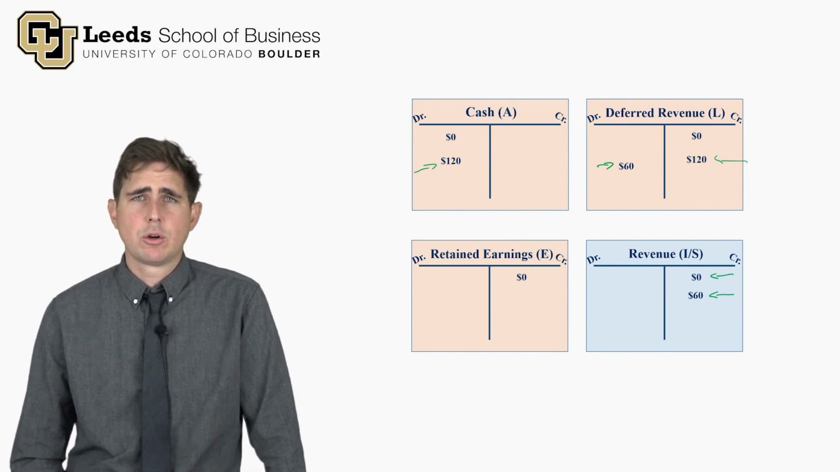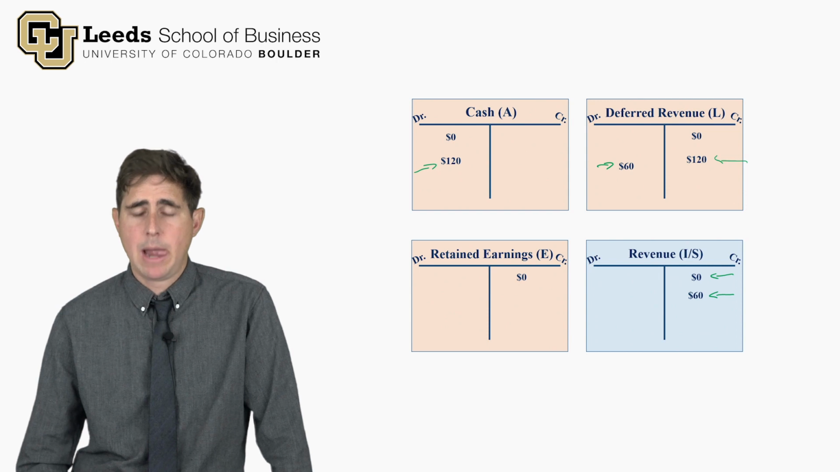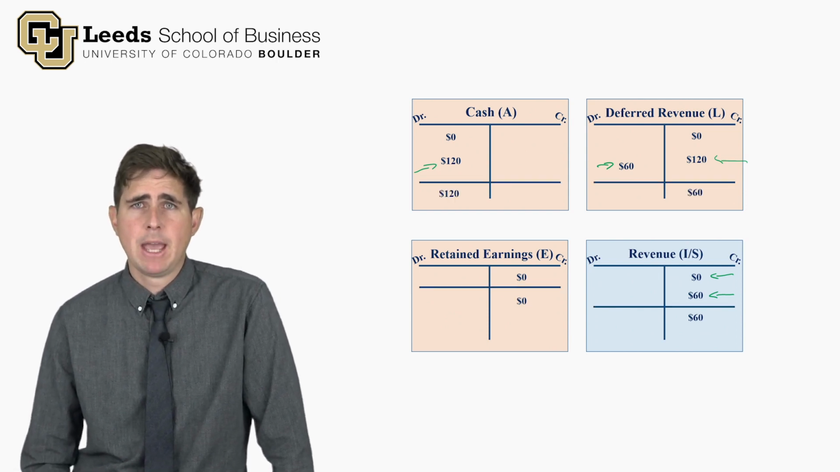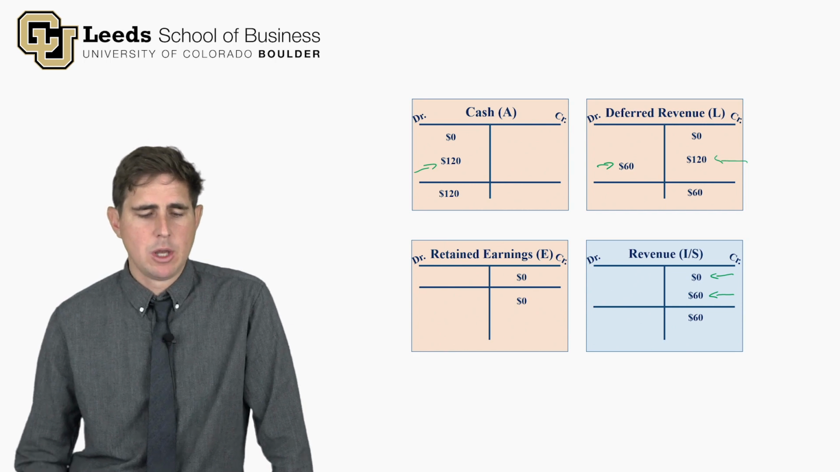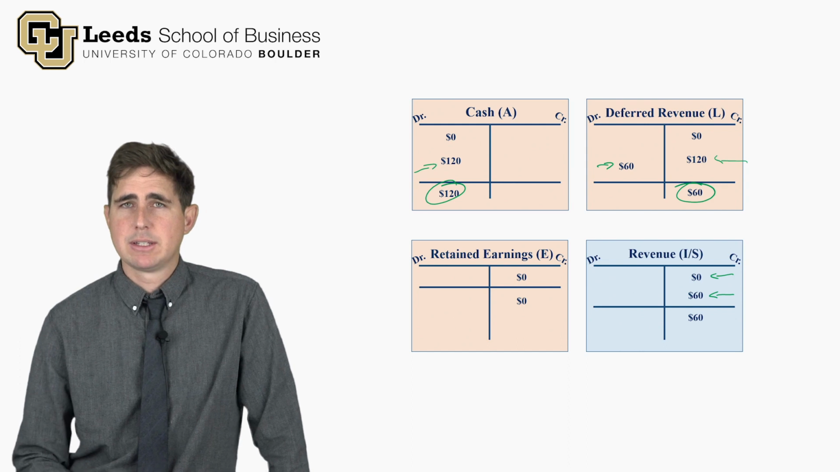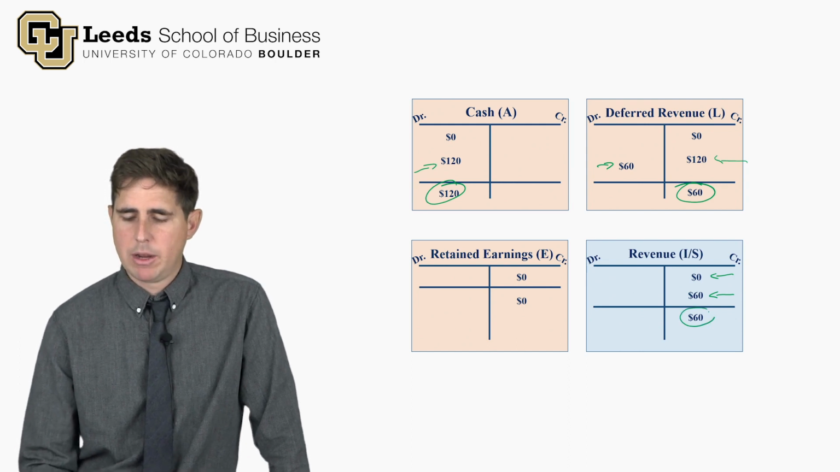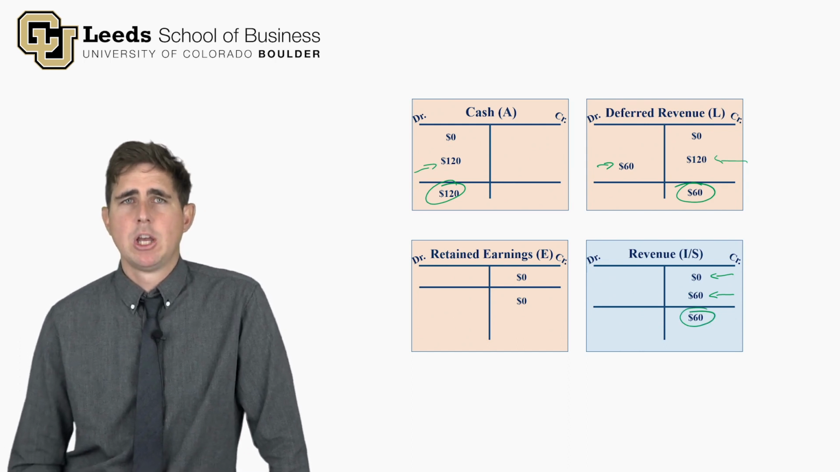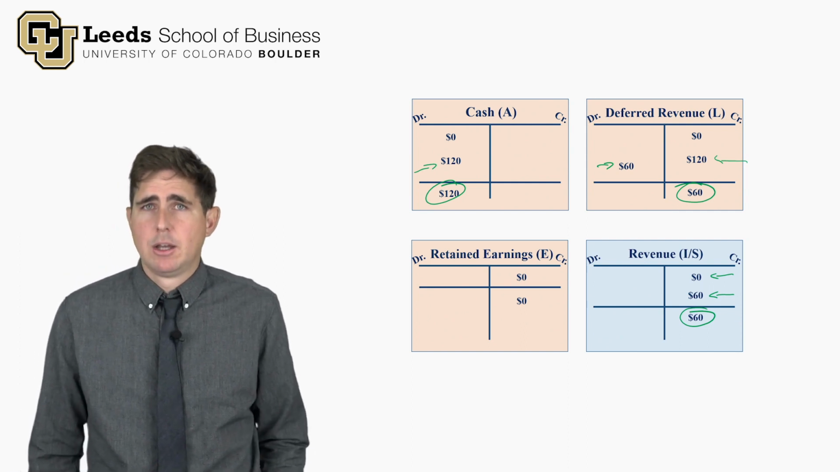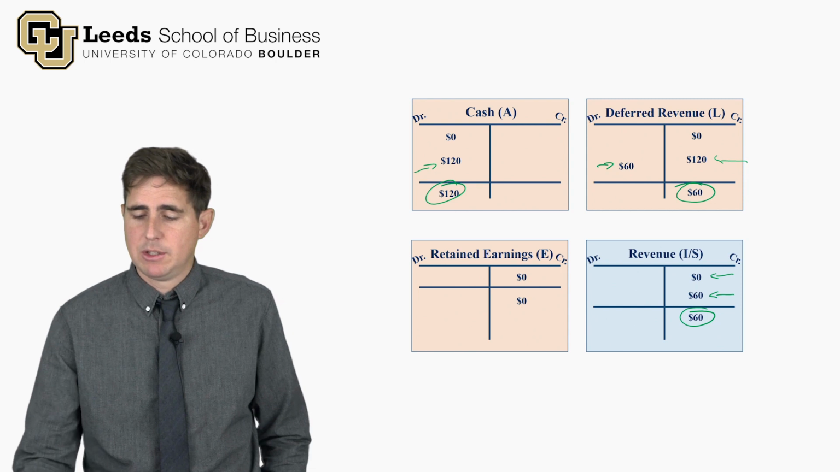So those are the 2 journal entries posted to the T accounts, and now we're at the end of the year, so I'm going to just subtotal these accounts. I'll draw a line, and I'll subtotal all of these accounts. So our cash balance is sitting at $120. Our deferred revenue account is down to 60, and revenue on our income statement is $60. So after we've recorded this one adjusting entry, we're now ready to present our income statement to investors.